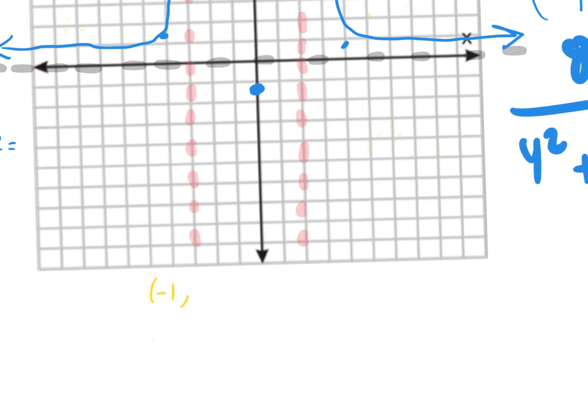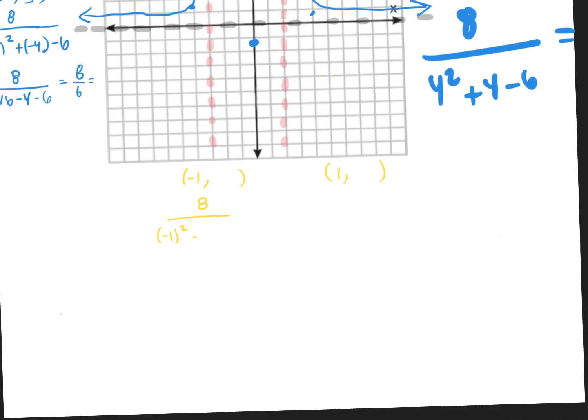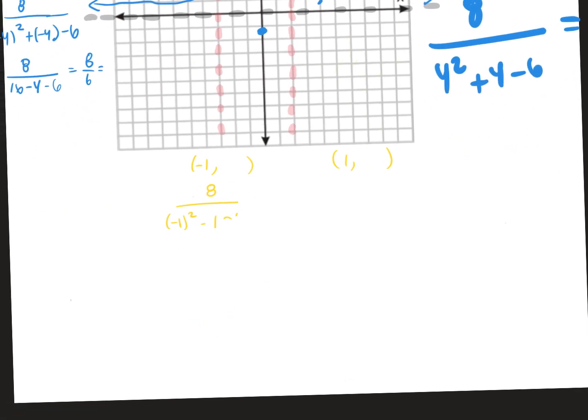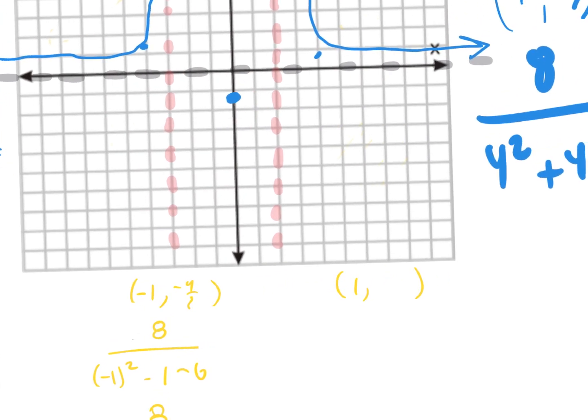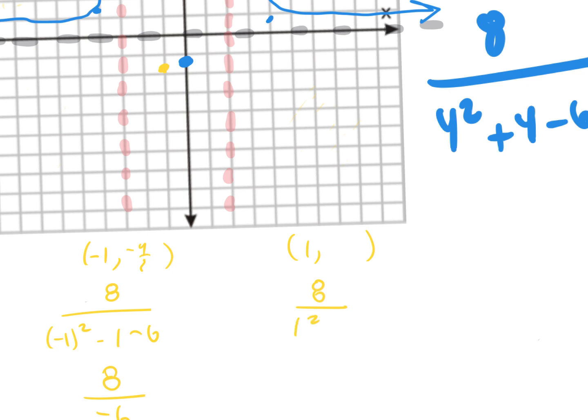So if I plug in -1, let's see what I get out. When I plug in +1, see what I get out. So I have 8 over, it's -1 squared, -1, is it -6? -6. So this is 8 over, what's 1 minus 1? 0 minus 6, this gives me -4/3. Where is -4/3? Is it above or below the axis? It's below, so it's here-ish. If I plug in 1, 8 over 1 squared minus 1 minus 6. Do I get the same thing? -4/3, so it's here-ish. Do you guys see where your parabola exists?